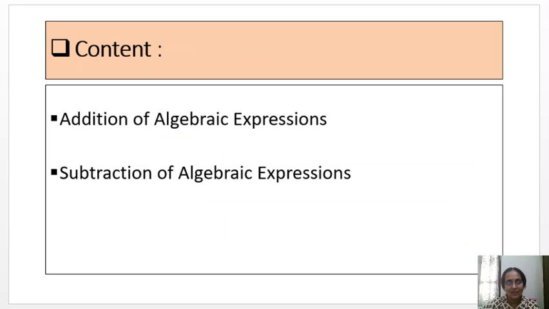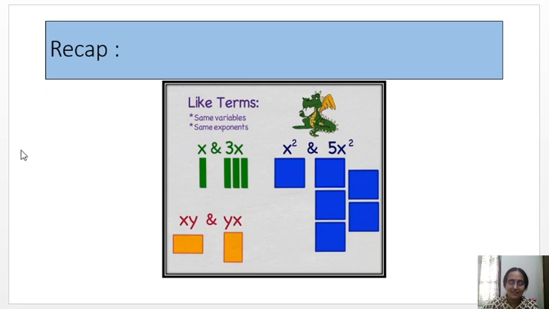Today we will add algebraic expressions. We will subtract algebraic expressions. Let us recollect like terms now, whatever we have learned in the previous class.